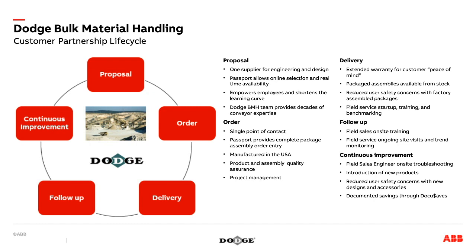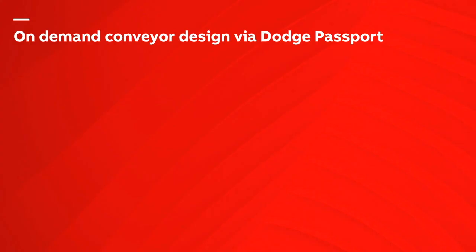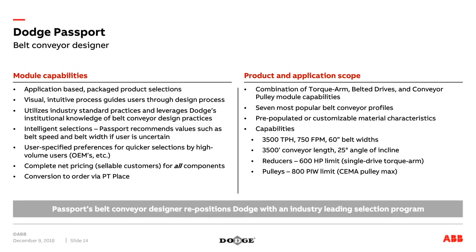Now we're going to walk through an example of what the on-demand conveyor design via Passport looks like. And we're not able to walk through a live selection online, so we're going to walk through some screenshots so you can get an idea of what the selection tool and capabilities really look like.